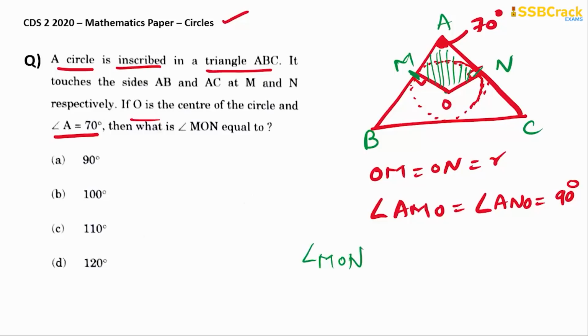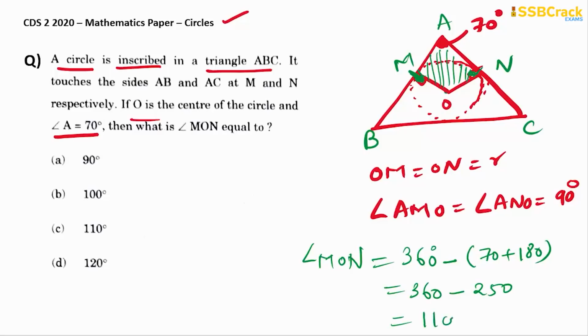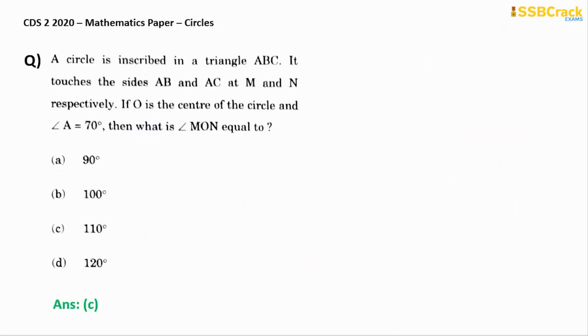So MON, how do you get it? It's the total sum of the angles in a quadrilateral minus the known angles. What do we know? 70, and this 90 degrees, so it's 180. Very clear. So now the answer is 360 minus how much? This is 250. So what are we getting? It's 110. And hence the right key for this question is option C only.